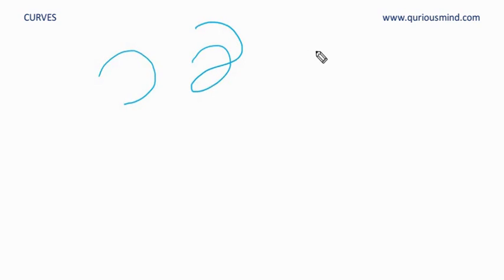This is also a curve. This is also a curve. And surprisingly, this also is a curve. We call it a straight shape, but that also is a curve as far as geometry is concerned. The definition of a curve is any shape drawn without lifting the pencil up.